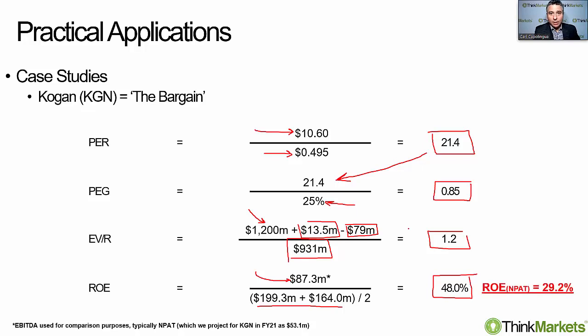And if you do wish to go check it for yourself, if you plug in the net profit after tax into that number, like we're supposed to, we get a return on equity of 29.2%, which is outstanding compared to the market return on equity of just 12.1%.